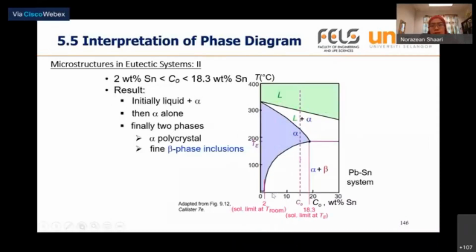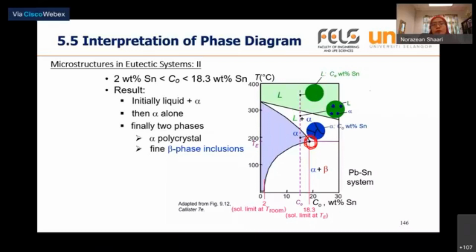Kalau compositionnya in between 2 until 18.3 dekat sini, so initially adalah liquid, and then followed by alpha, ni sama macam tadi, and then all alpha. Kalau kita turun ke bawah lagi, all alpha, but finally dalam alpha tu akan ada beta. So kita tahu beta ni pun adalah solid. So dia ada fine beta phase inclusion.